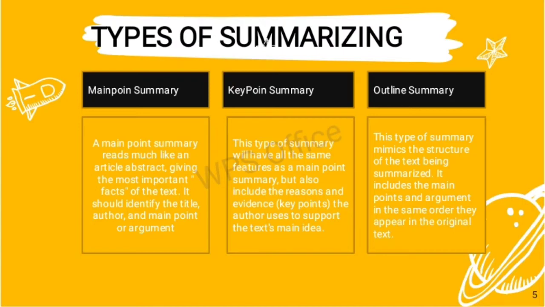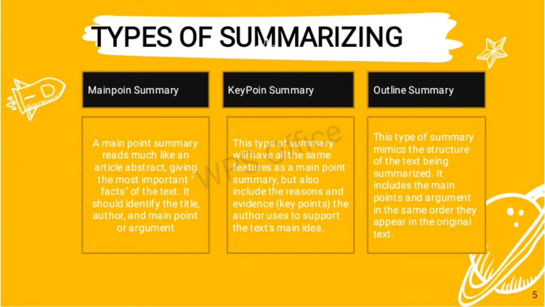The second is the key point summary. This type of summary will have all the same features as a main point summary, but also includes the reasons and evidence or key points the author uses to support the text's main idea. This type of summary would also use direct quotes of key words, phrases, or sentences from the text. The summary is used when it is necessary for the summary writer to fully explain an author's idea to the reader.